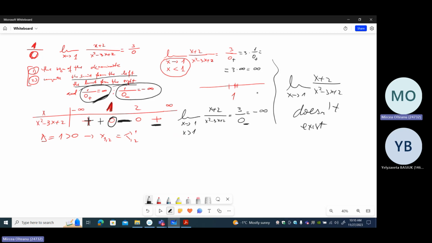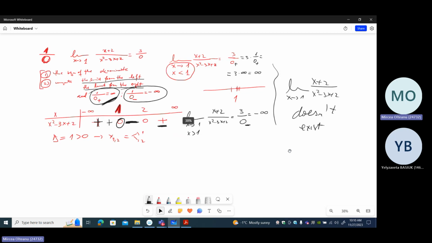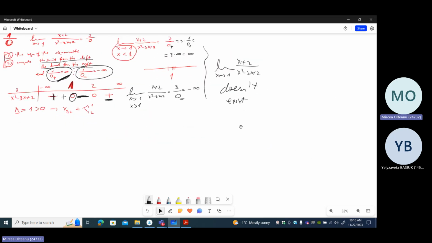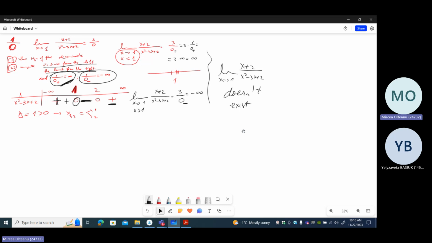The limit exists if and only if both the limit from the left and the limit from the right are equal. If they are equal, then yes, the limit exists and equals the common value of the two limits. This is the case 1 over 0. Just one other example.